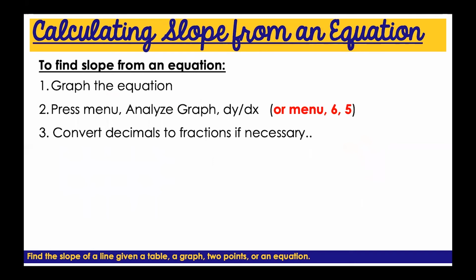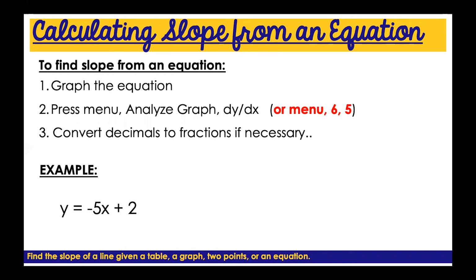Lastly, we're going to calculate slope from an equation. The steps to find the slope from an equation are to first graph the equation. Then you're going to press menu, analyze graph, dy over dx, or menu 6.5. And if you get a decimal answer, you're going to have to convert it to a fraction, only when necessary. Sometimes the question will have an answer that has a whole number and you can leave it as such, but remember, no decimals, we need to convert decimals to fractions.